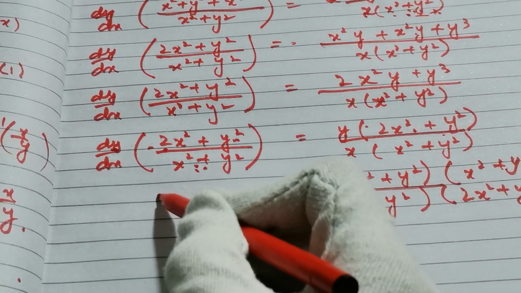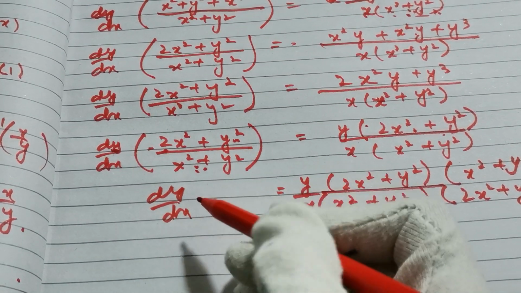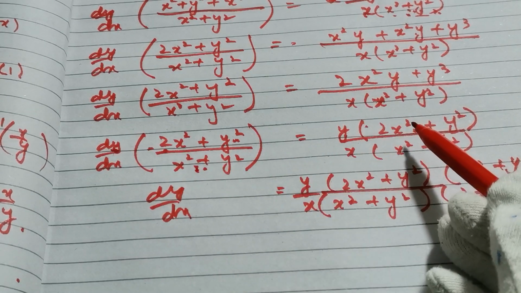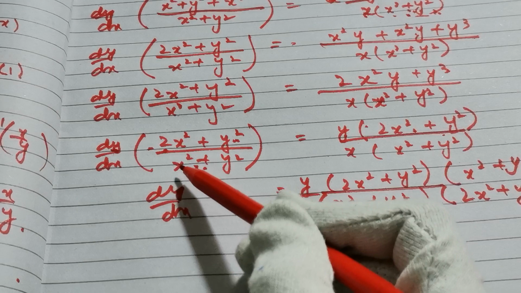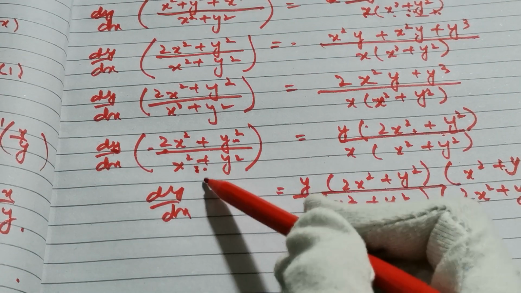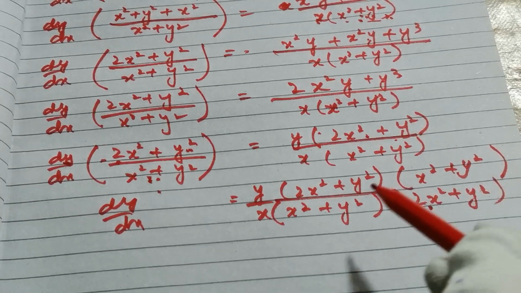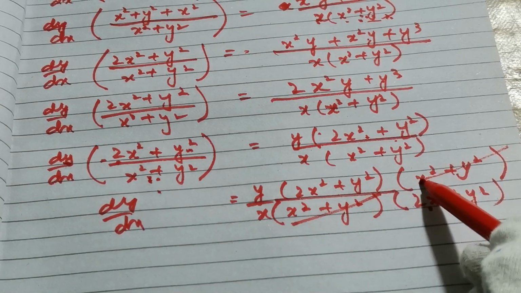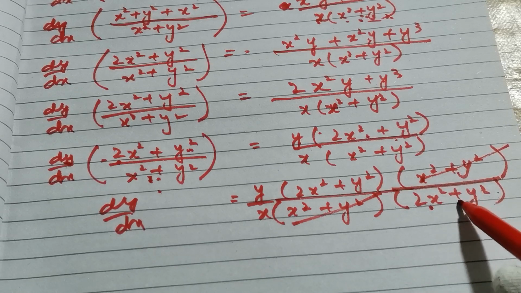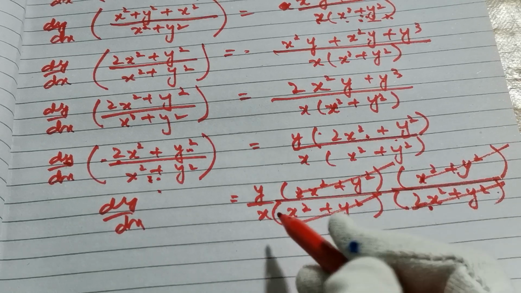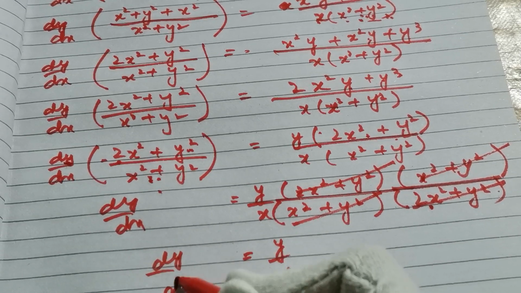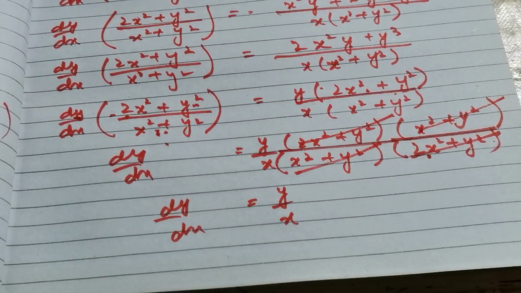Here dy/dx is left. We take this term to the right side. How to take? A multiplied term will be divided and a divided term will be multiplied. Now we can see that x squared plus y squared is the same as x squared plus y squared, and 2x squared plus y squared and 2x squared plus y squared cancel each other. What is left? y by x. So dy/dx is equal to y by x.